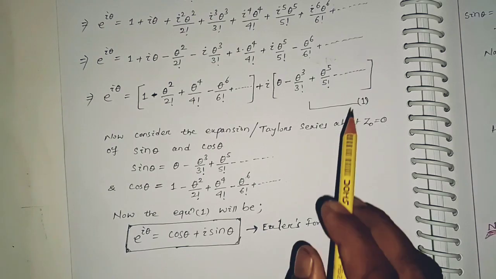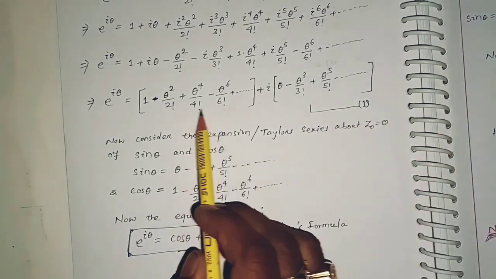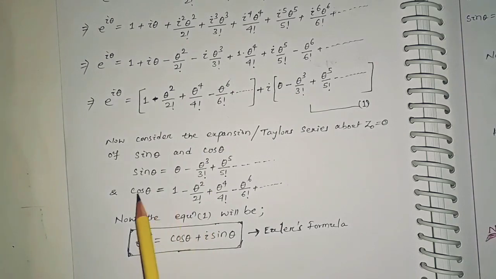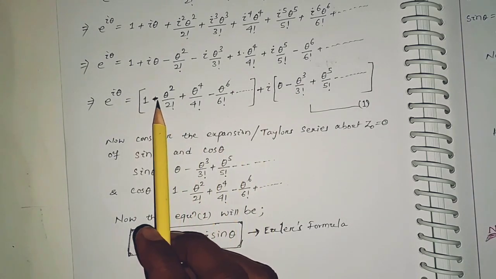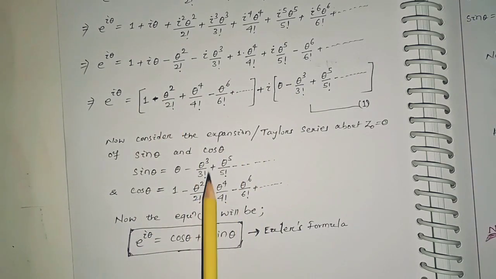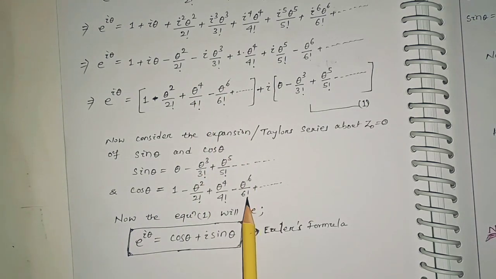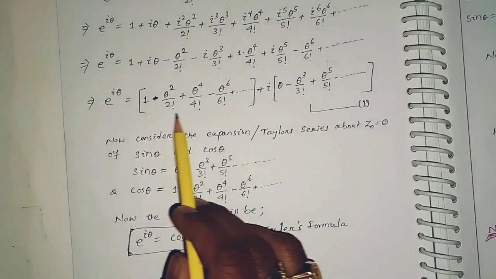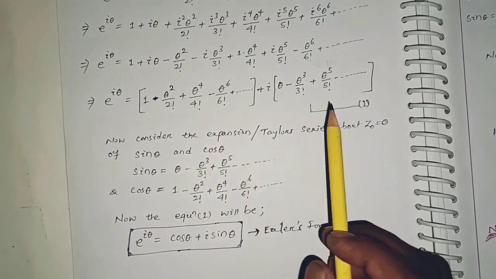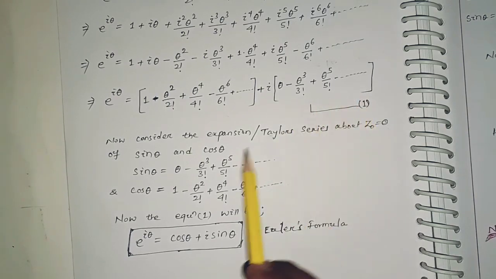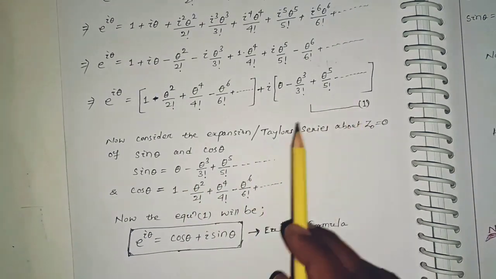Now consider equation number 1. Here you can see that this series is nothing but this one: 1 minus theta square by 2 factorial plus theta to the 4 by 4 factorial minus theta to the 6 by 6 factorial. So instead of this series we can write cos theta. And this other series is nothing but the expansion of sin theta, so instead of this series we can write sin theta.